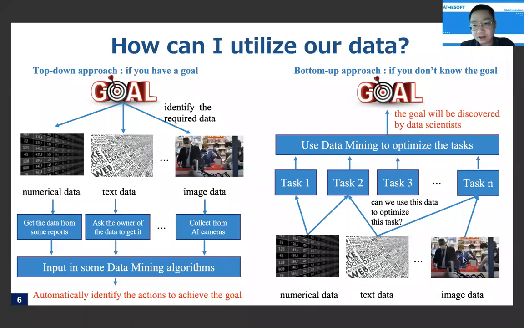We have a lot of data, but we don't know what to do with the data. Then we find the tasks that may be related to the data. And then we use data mining to optimize the task. And then we use data scientists to analyze it and achieve the goal.